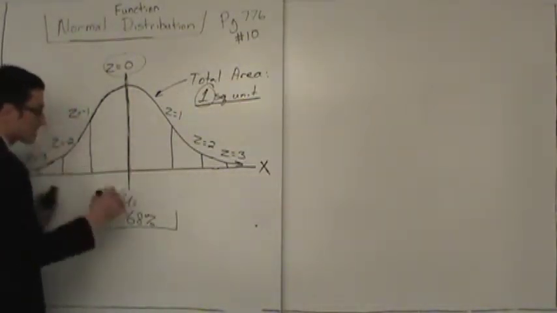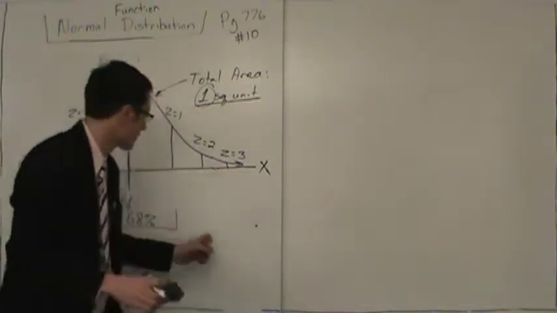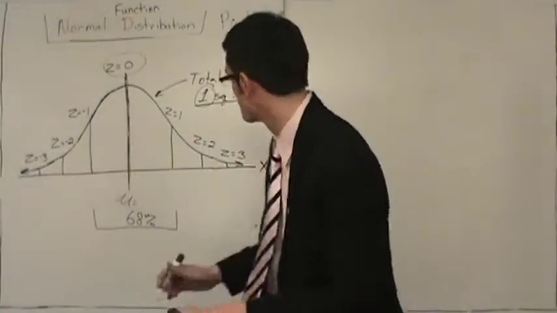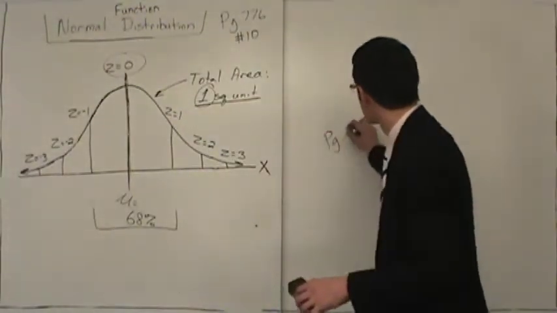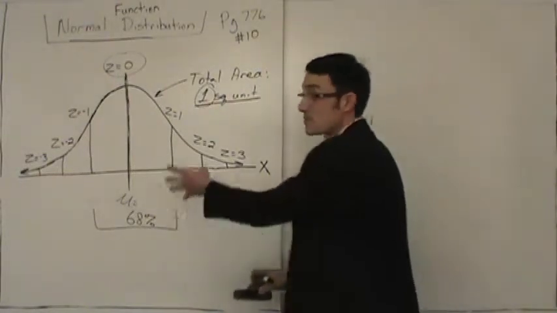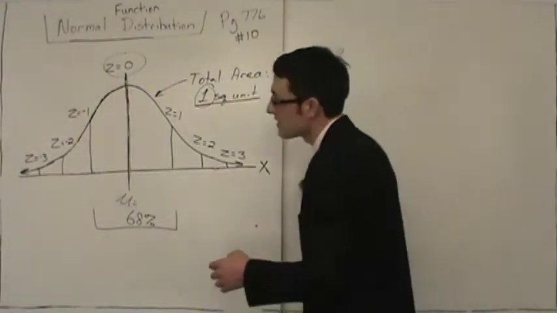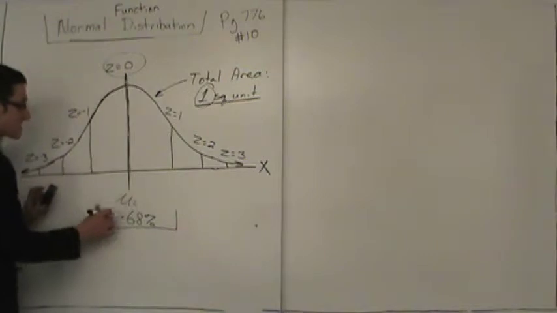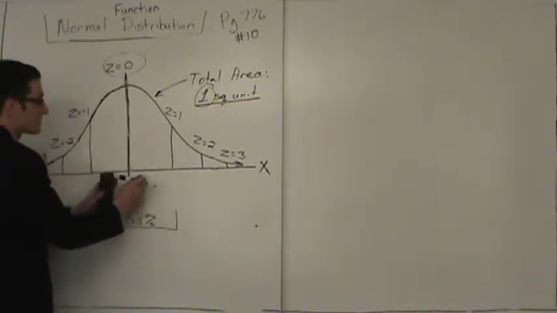Now, this is called the empirical rule. You can refer to this. The empirical rule is on page 774. So if you look on page 774 of your textbook, you can find the empirical rule, these percentages. Very important that you know where it is. Page 774 of the textbook, silver box, middle of the page, says the empirical rule: 68% of the area lies within 1 standard deviation of the mean.